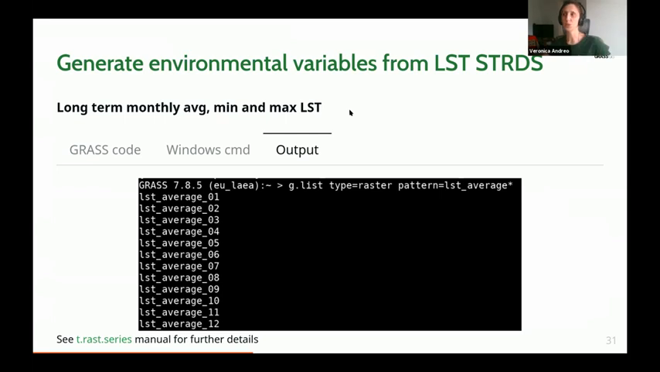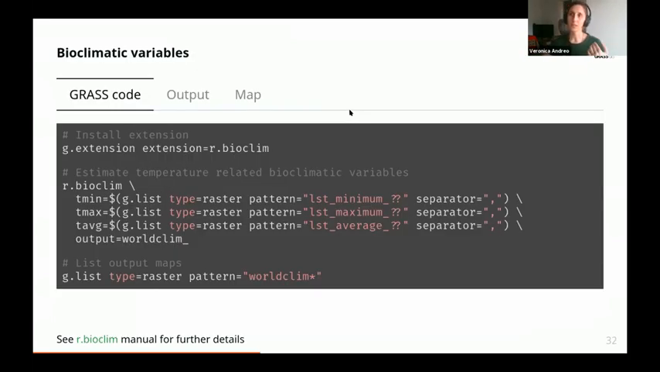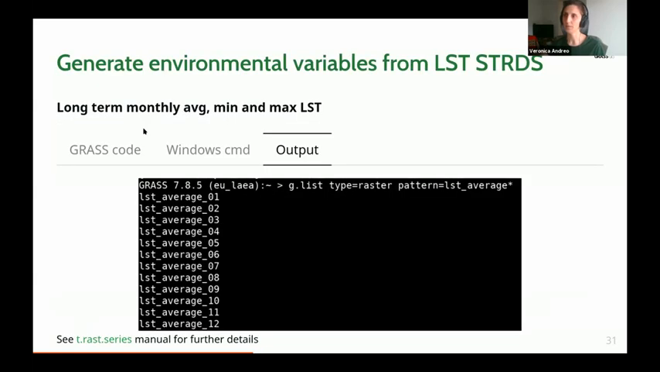We will use these maps as the input to create bioclimatic variables the same way as WorldClim does, okay? So for this, there's an add-on that we can install with g.extension called r.bioclim. And basically, it needs the list of maps that we created before. Okay, so for the average, it will need all this list of maps. For the minimum, the same. Okay.